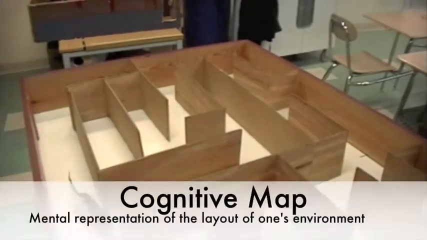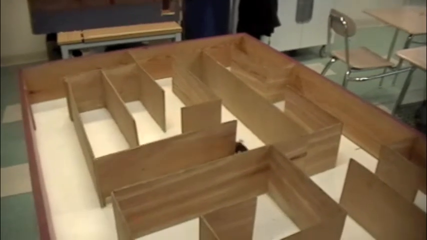A cognitive map is a mental representation of one's layout of one's environment. When Ariel first began to go through the maze, we simply let her explore. Soon she was able to picture the maze in her head and was able to travel through it.